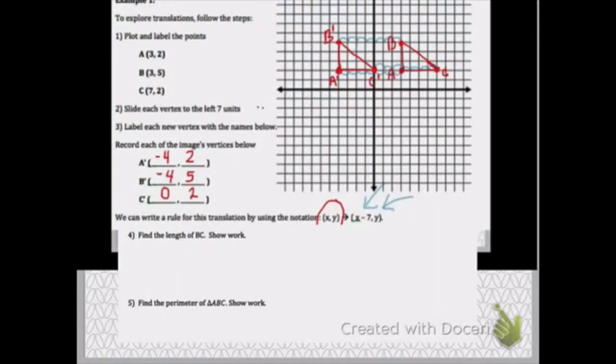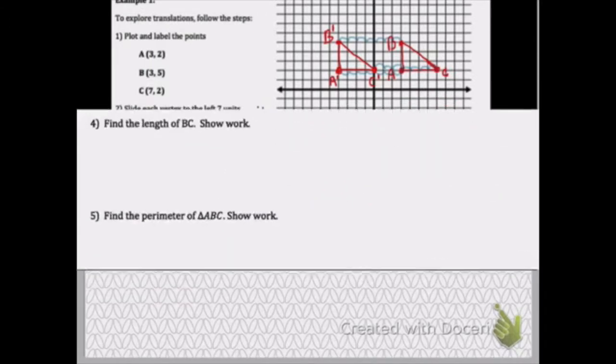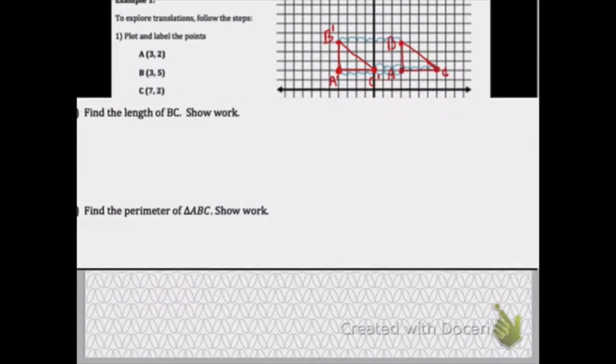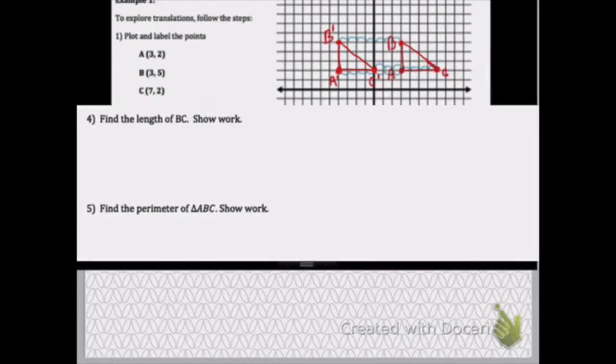For this next part, we're going to take a look at finding the length of side BC and the perimeter of the triangle. So we need to refer to our triangles, so I'm just going to move that part up on my page because I have the convenience on the video of doing that, so I can look at the triangles closely.